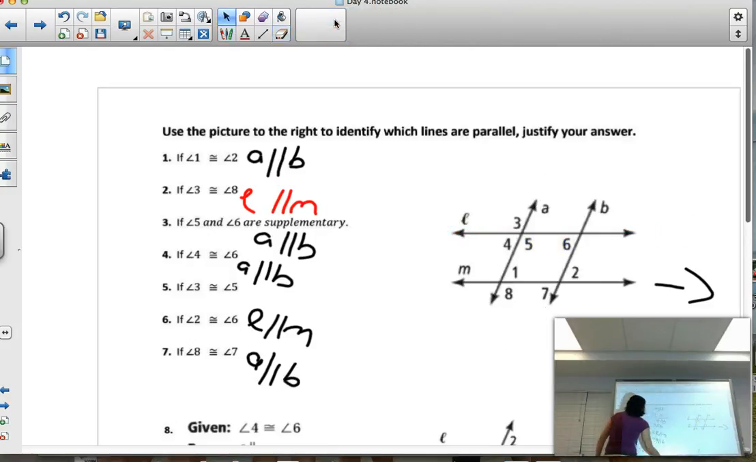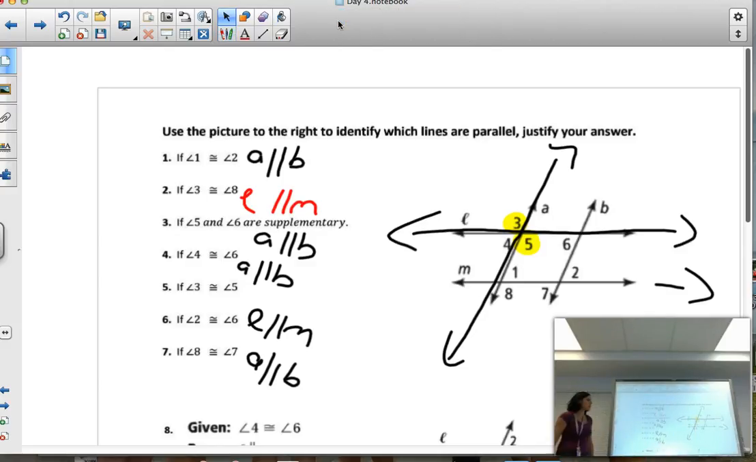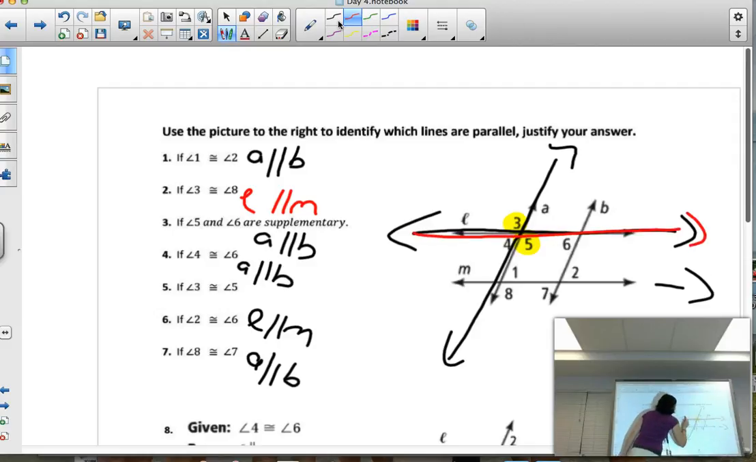Alright, so it says 3 and 5 are congruent. What kind of angles are those? Vertical angles. So 3, I'm only drawing in the lines that those two angles touch. Is there a set of parallel lines in that picture? No. I didn't give you enough information. So it's unknown.